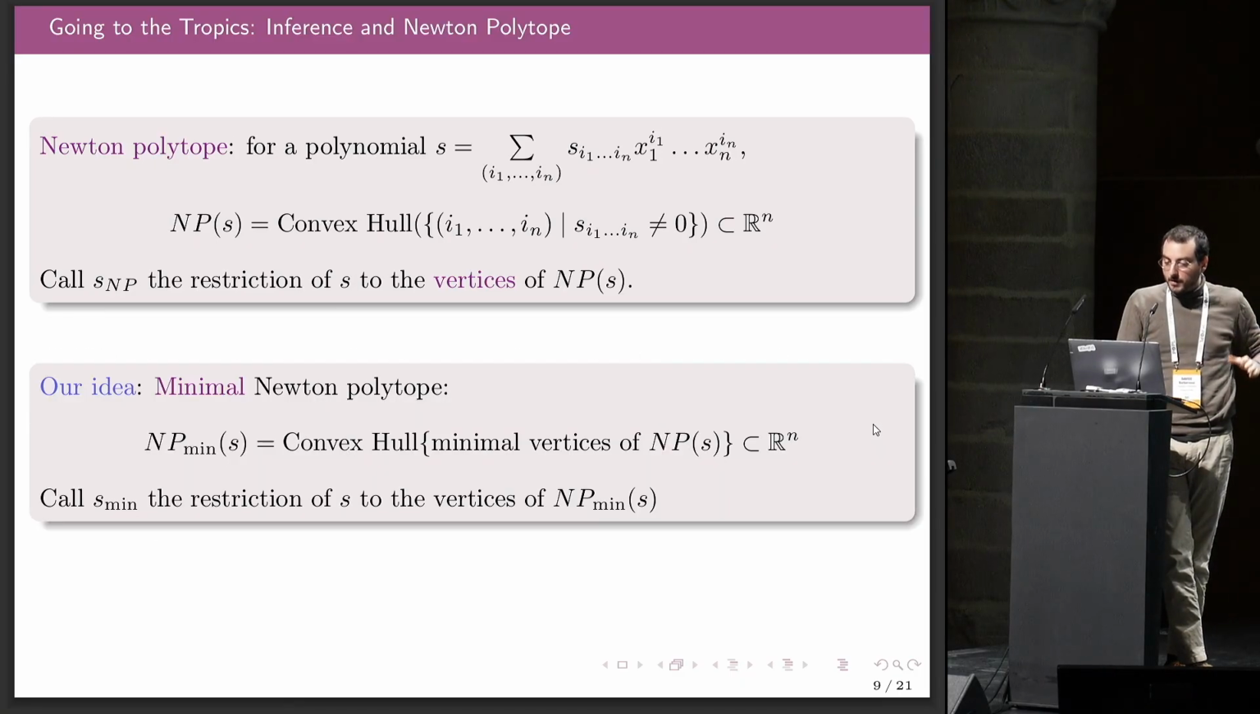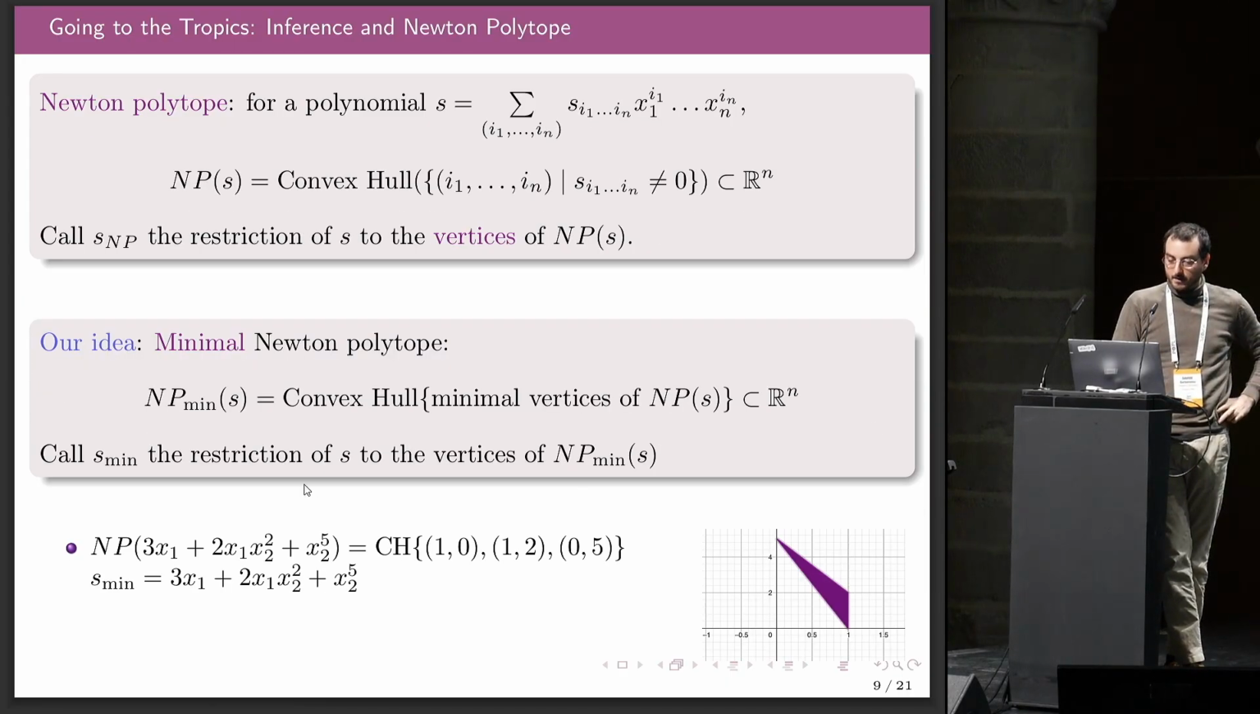Well, actually, for our purposes, we needed to introduce a minimal version of this Newton polytope. It's not really important for the purpose of this talk, but just to give the idea, instead of taking all the vertices, we just take the minimal vertices, where minimal is with respect to the pointwise order on the coordinates. And for example, this is an example here.